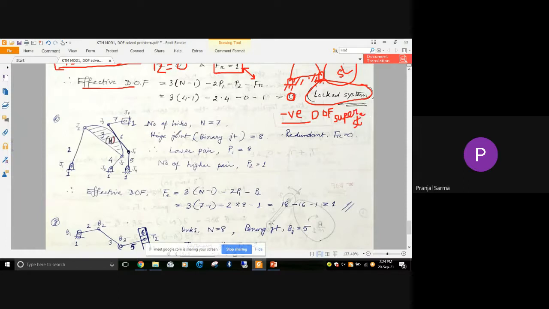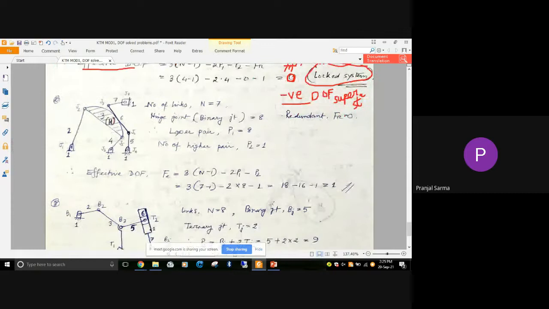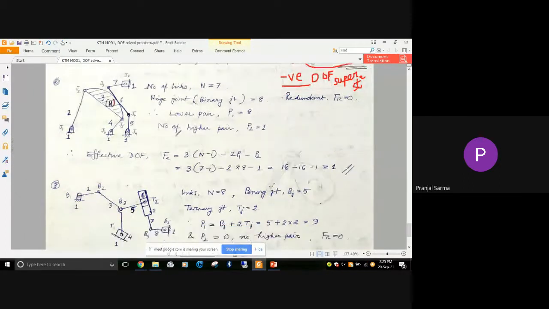Any confusion up to this much? You have understood how to find out the degree of freedom? If yes, then we'll move ahead to the next. Okay, thank you. So now we'll move ahead to this one. We'll try solving this here.